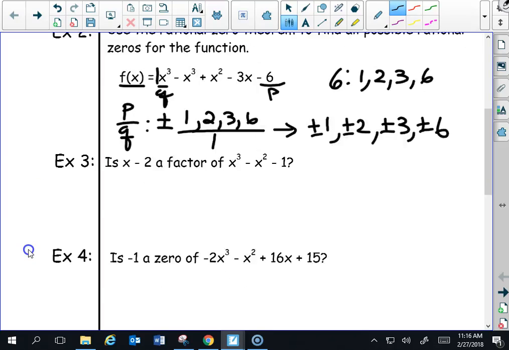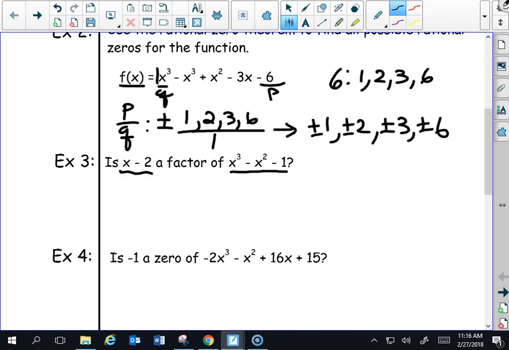Okay, on to example 3. And I need to change example 3. It looks like I did. Okay, on your notes, though, you're going to have a 4 here. And it doesn't work out the way I want it to, so I changed it to a -1. So please change your notes to a -1. So the question is, is x minus 2 a factor of this polynomial?